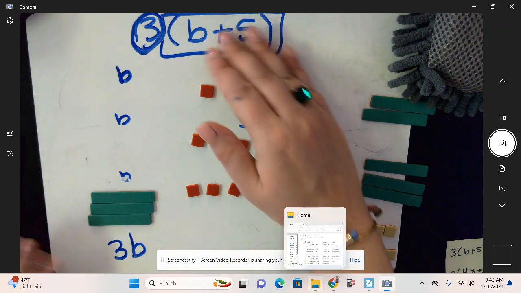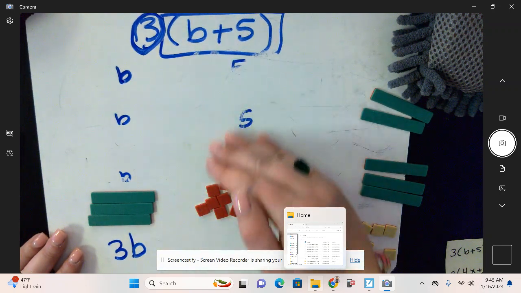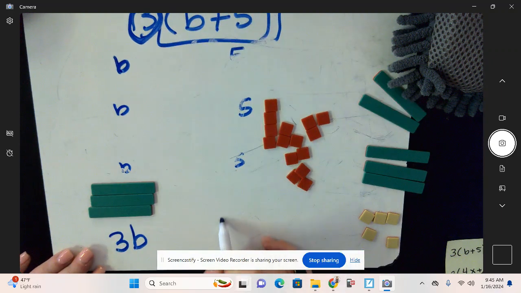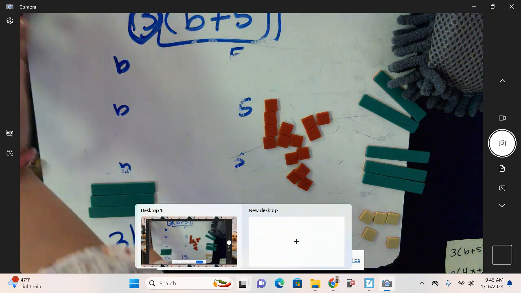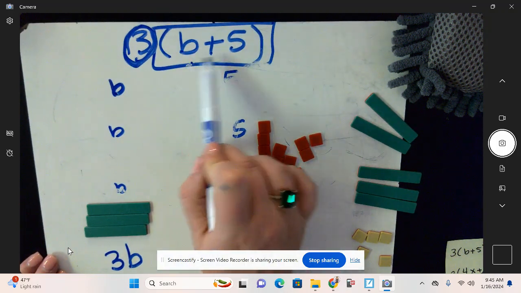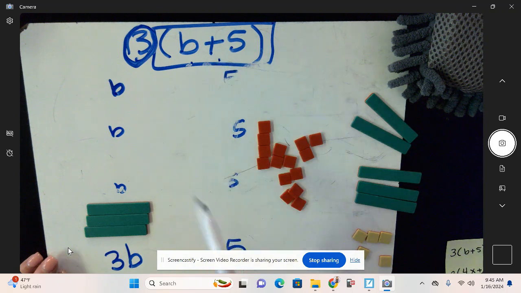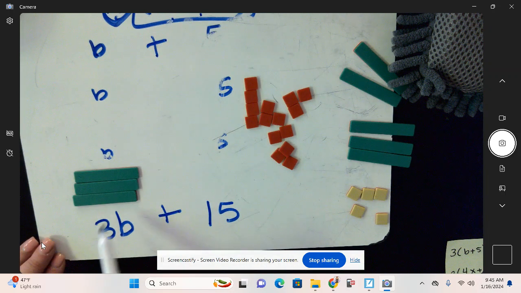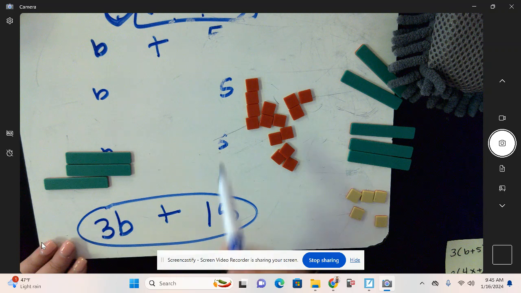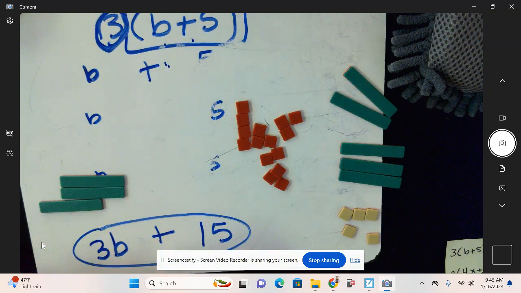And then I'm going to put all my ones together. And how many ones is that going to be? If I were to count that out, there would be 15 ones. What operation sign is happening between the b and the 5? Addition. So that means addition's going to hold it together here. This is the simplified version of this up here.